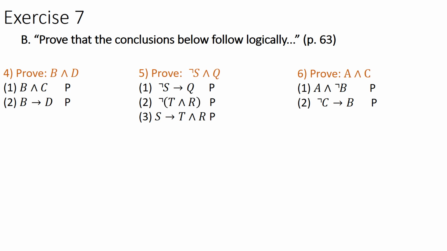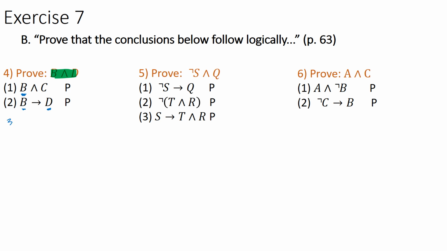So number 4, we want to prove the conjunction B and D given our two premises. We do have a B in the first premise in a conjunction, and then we have a D in a conditional as the consequent. So we're going to want to get B out of that conjunction, and because B is the case, we could affirm the antecedent there to get that D as the consequent.